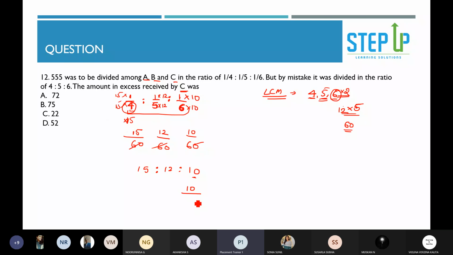10 by what? 10 by of what? 15 plus 12 plus 10. Correct. 15 plus 12 plus 10 is 35. Sorry, 37. So 10 by 37 of what? 555. All right. Fine.